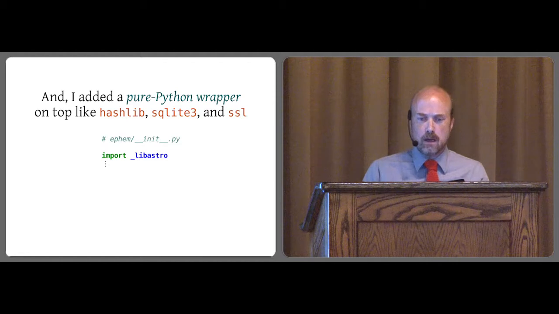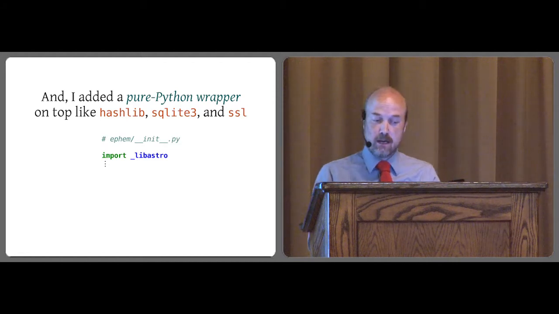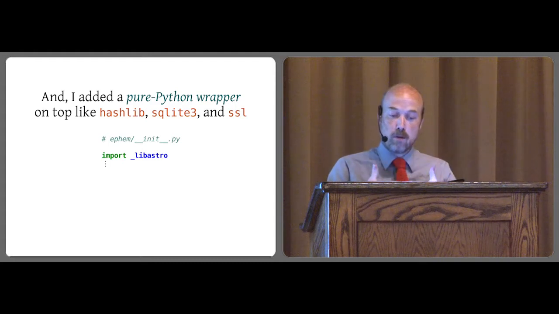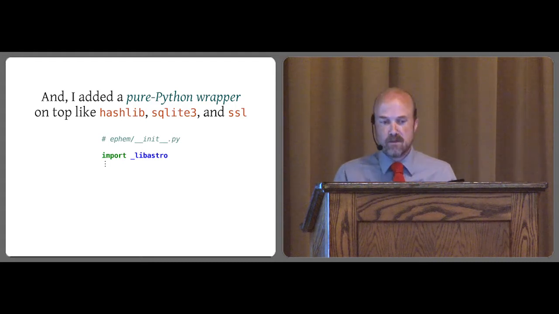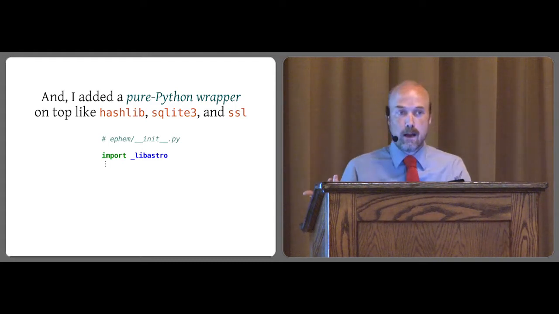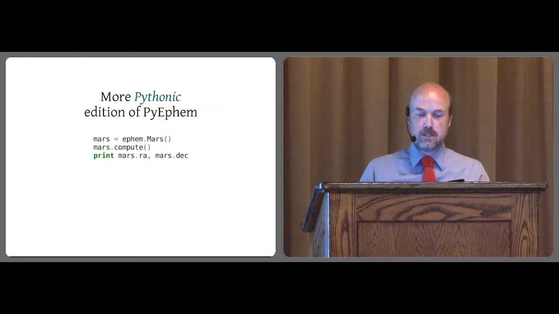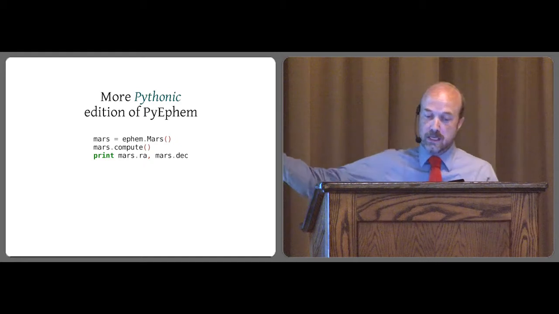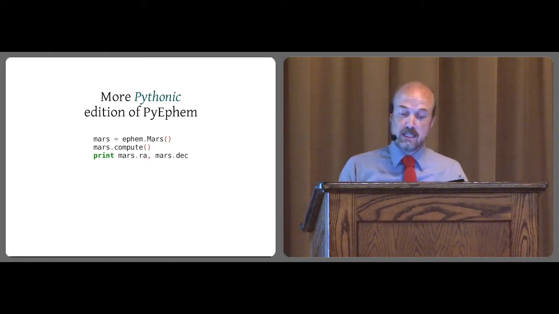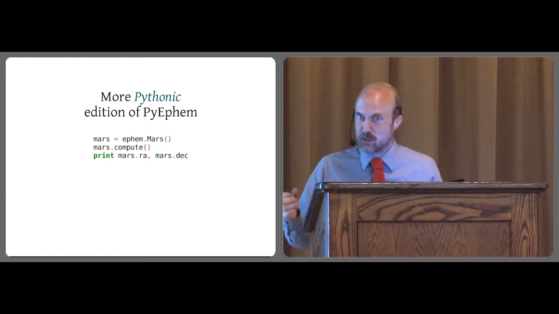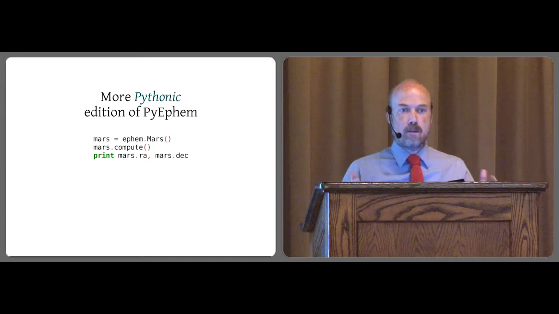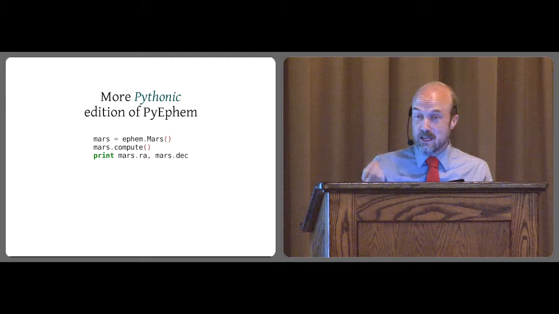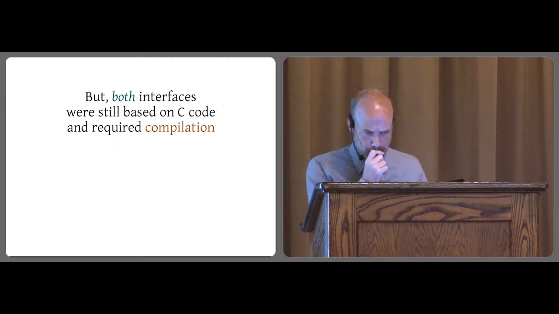And like many libraries had done in the standard library, I used that opportunity to also go ahead and put a pure Python wrapper on top of the C, like several standard library modules do. So I now had a more Pythonic edition of PyEphem. You could instantiate the Mars object, ask it to compute its location, and then print out its coordinates in the night sky. Far more convenient than dealing with C structures.